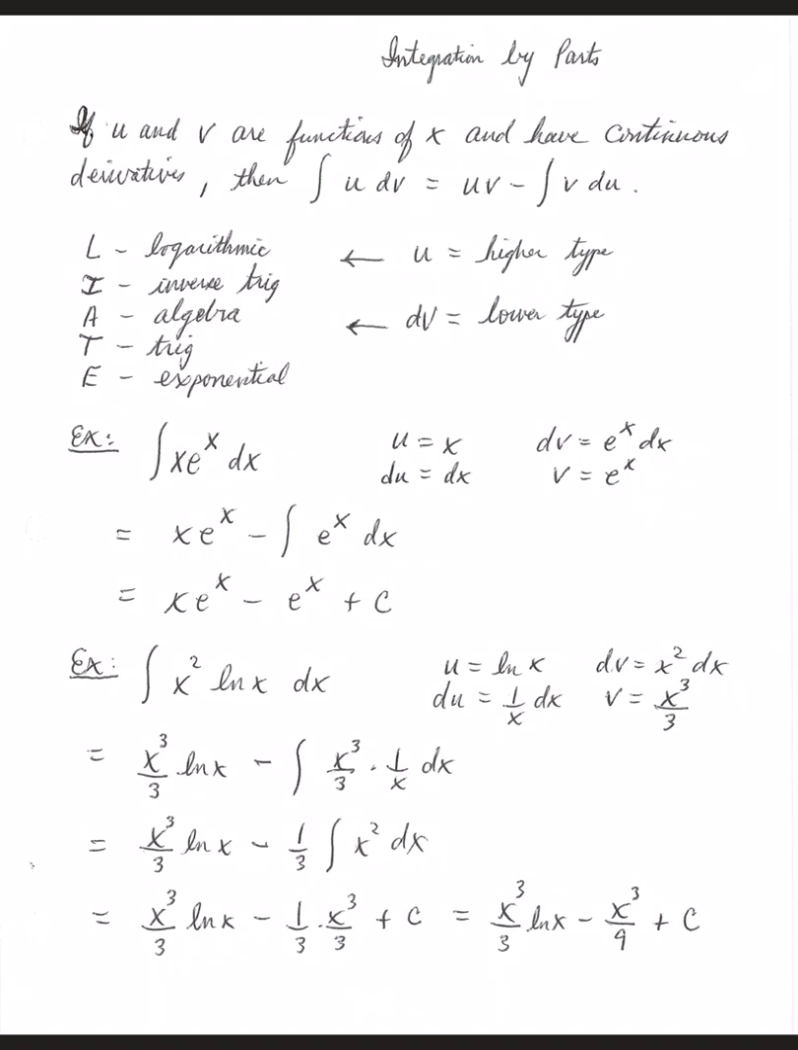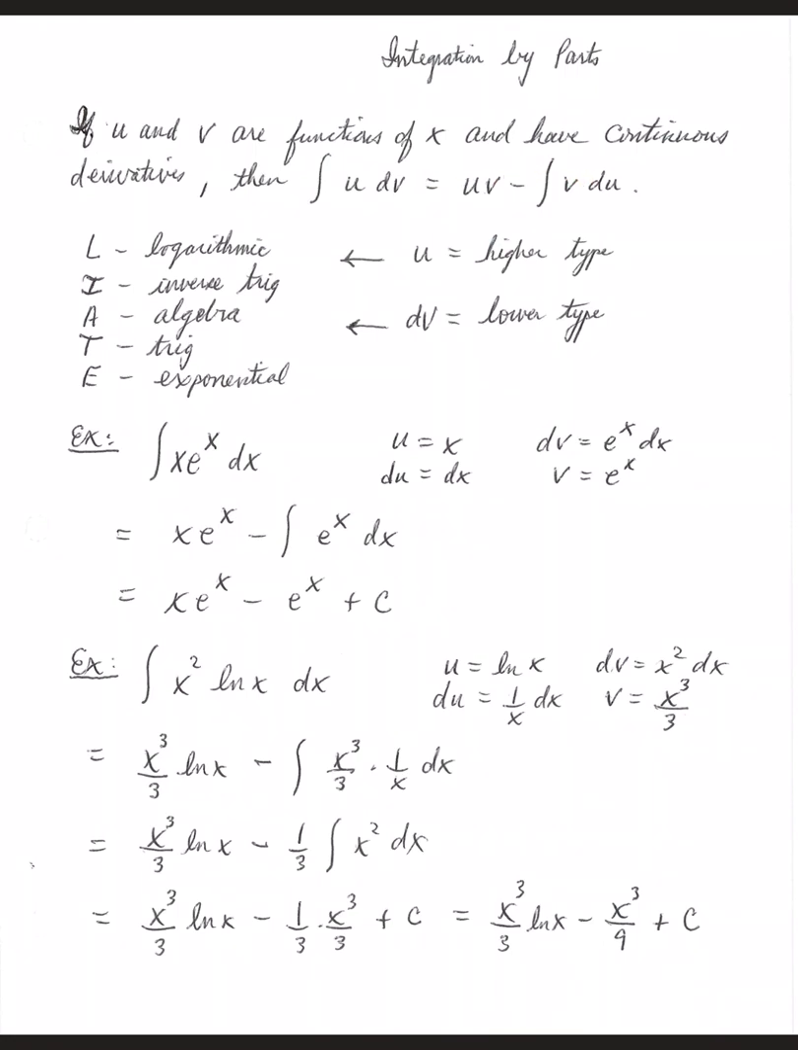A follow-up example, we have the integral of x squared times natural log of x dx. Algebraic, logarithmic. Which one ranks higher in our list up here? Logarithmic. It ranks higher than algebraic. So u is going to be equal to our logarithmic part, natural log x, and dv will be the lower ranked one, x squared dx. The derivative of natural log x is 1 over x dx. The antiderivative of x squared dx is x cubed over 3.